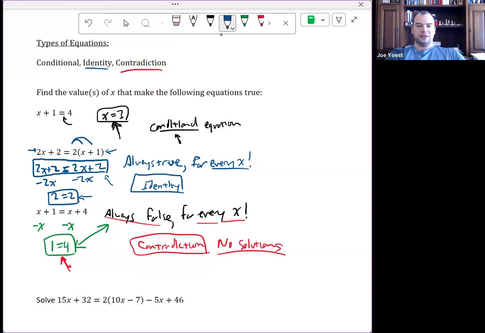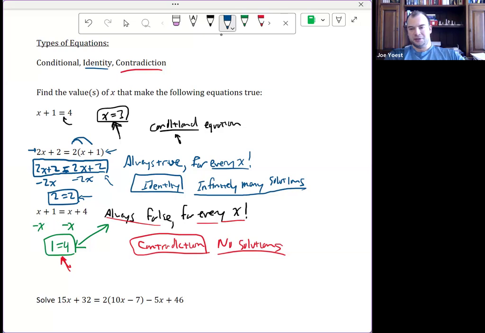So we call this an identity, or we might say that there are infinitely many solutions. Or we might say something like, the solutions are all real numbers, or like any value of x is a solution.